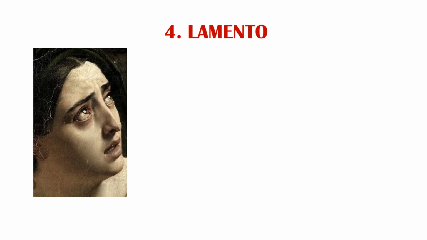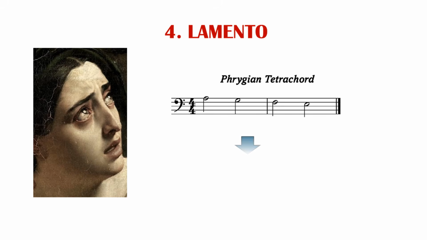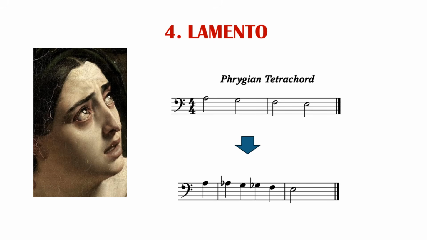Number 4. The Lamento. The lamento, which means sorrow in Italian, was a powerful expressive device for minor mode works, and it could be defined as a chromatic ornamentation of the Phrygian tetrachord.